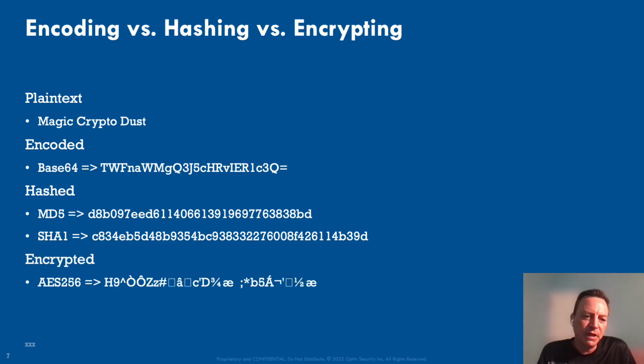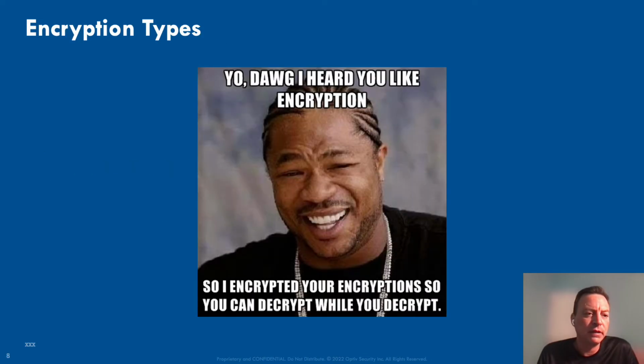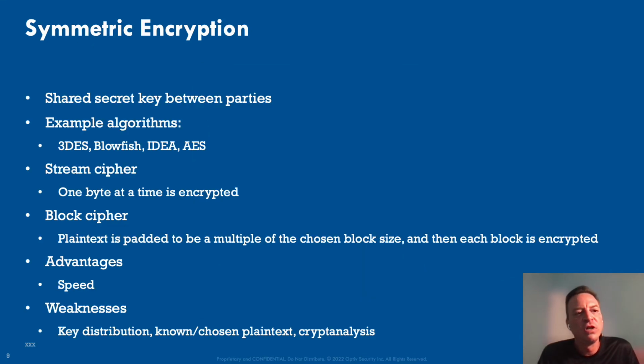So encrypted is like this, like an AES 256. This is the binary result of that. And so this uses a unique key and can't be reversed without that key. So let's talk through a little bit about different encryption types and how that works. One, as I mentioned before, like AES 256, is a symmetric encryption algorithm.